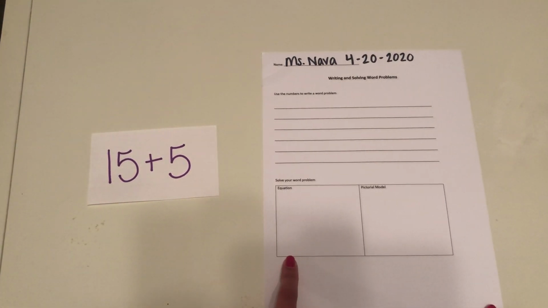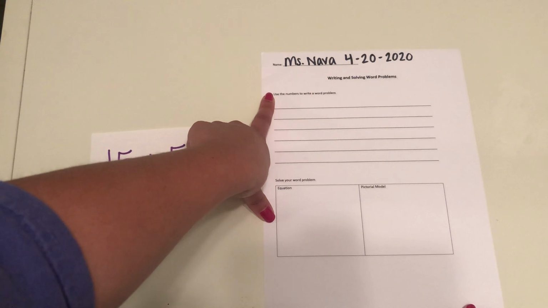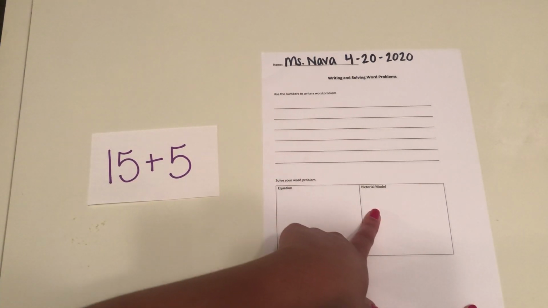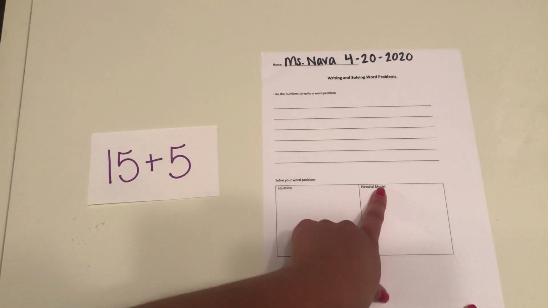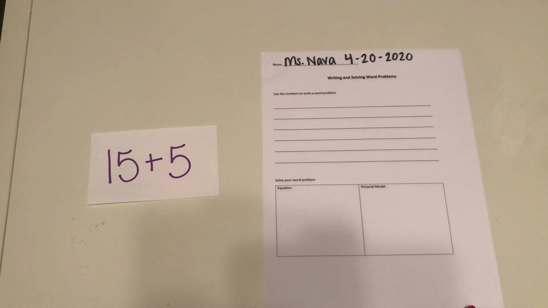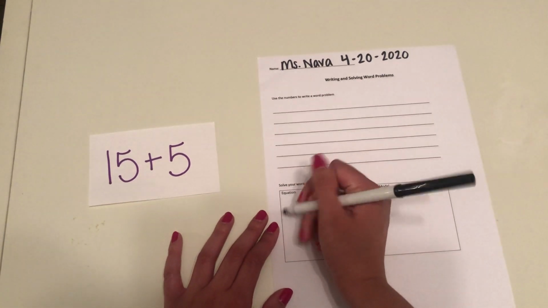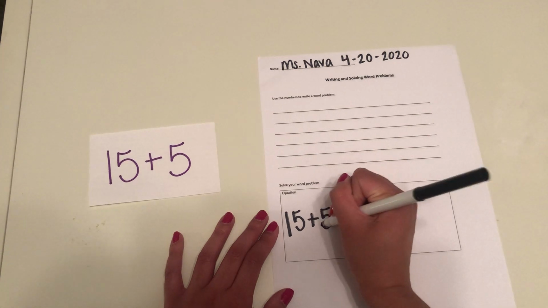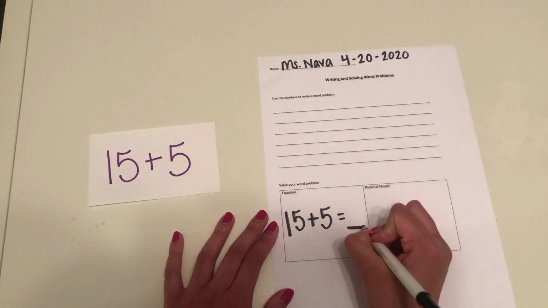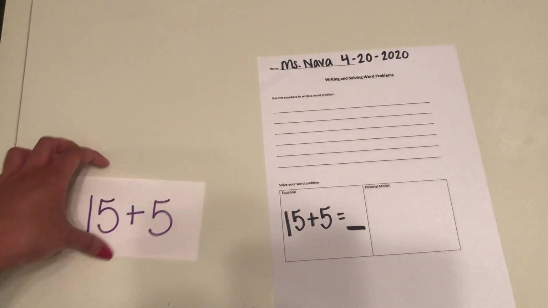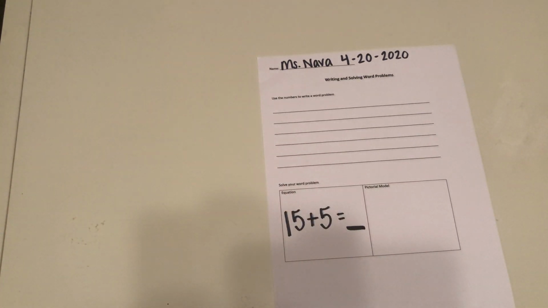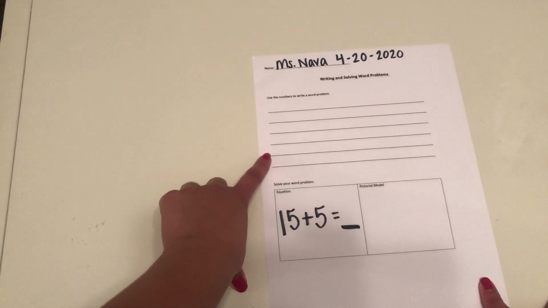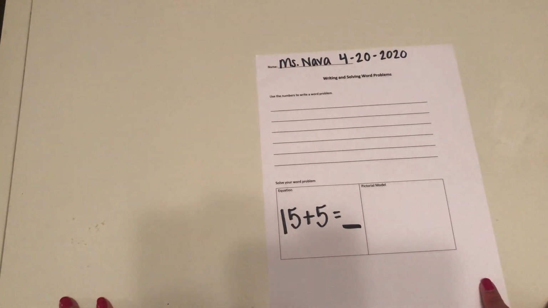The boxes down here, so up here it says use the numbers to write a word problem, solve the word problem, and this is a pictorial model, so draw a picture to help me solve it. I'm going to go ahead and write the equation on my paper so I don't forget. 15 plus 5 equals. So I'm trying to figure out how much it equals. I'm going to put this to the side. And so I first need to write my word problem before I even solve it.